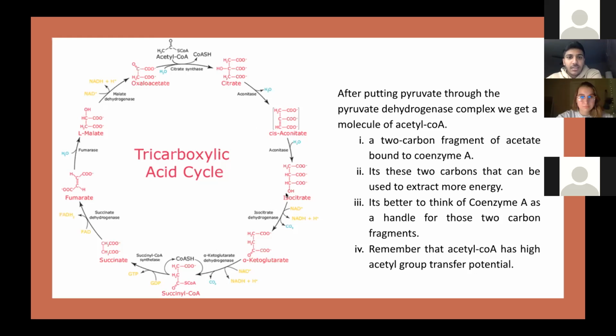You can easily see through here that you're making NADH here, NADH here, a GTP or ATP, and then your FADH2. Essentially you're making all these reduced electron carriers, and then we're just going to take them to the electron transport chain to convert them into energy.